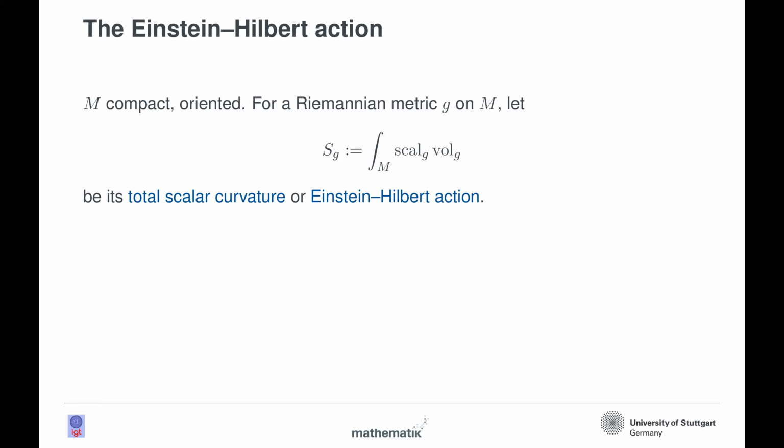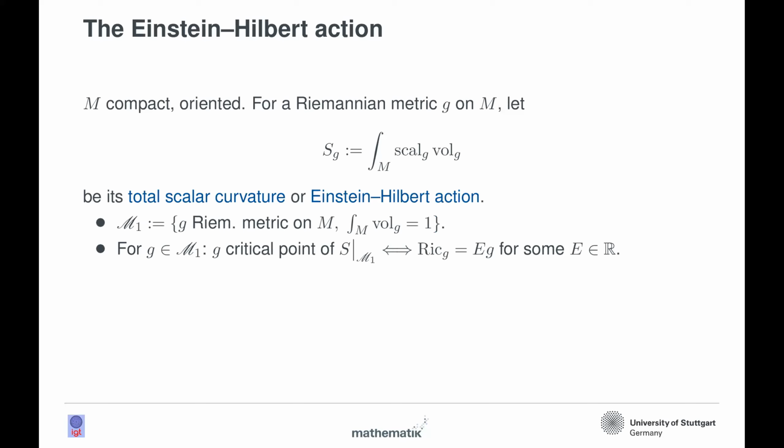It's called action because by the principle of stationary action, we get as Euler-Lagrange equations precisely the Einstein equations. So in mathematical terms, it means that the critical points of this functional, if we do this volume normalization restriction, so we restrict to volume 1 metrics, are precisely the Einstein metrics. As a reminder, these are metrics such that the Ricci tensor is a scalar multiple of the metric. So these are the Einstein field equations with a cosmological constant, namely this E. And this is basically the variational approach to general relativity as developed by Hilbert.